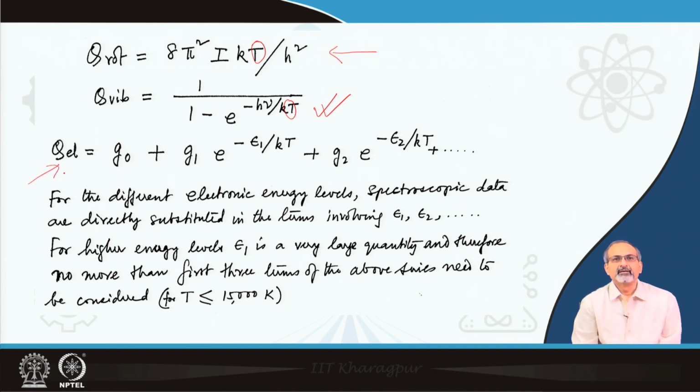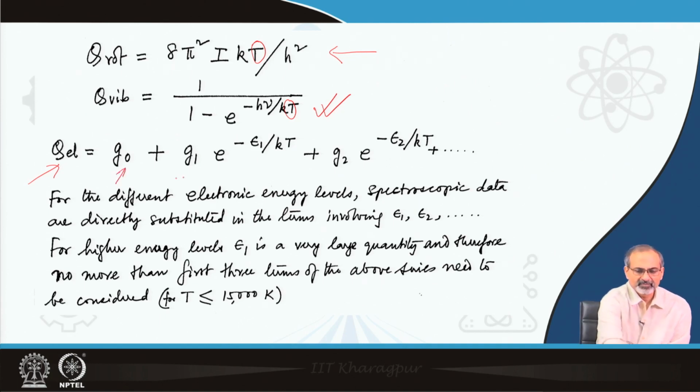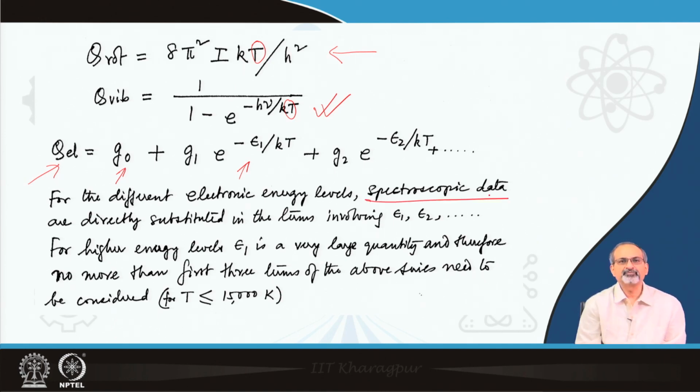For the electronic form of the energy, it is expanded in the form of a series here in terms of the degeneracies and the exponential terms containing the energy levels. And for the different electronic energy levels, you need to have spectroscopic data, which has to be directly substituted in the terms involving epsilon, epsilon 1, epsilon 2, etc.